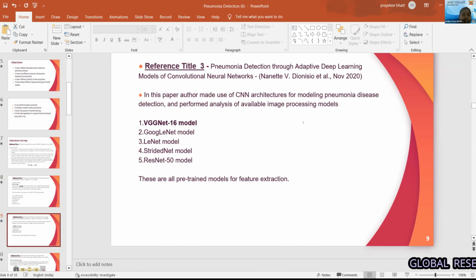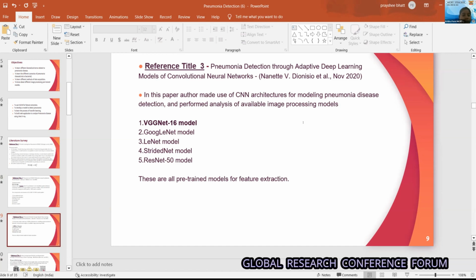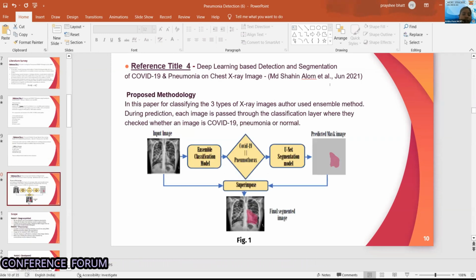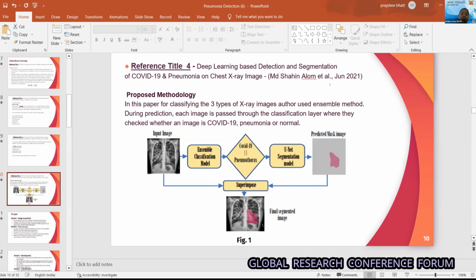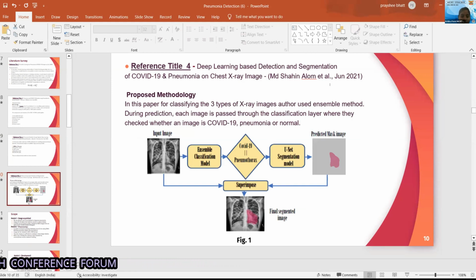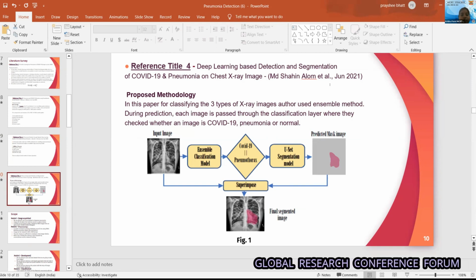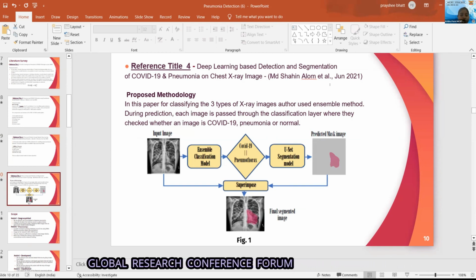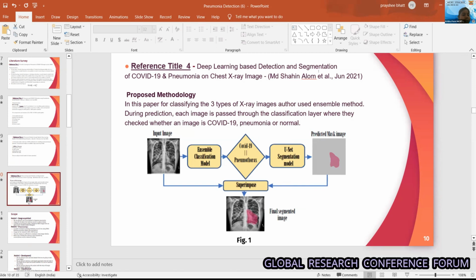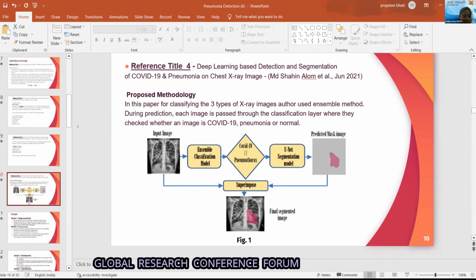In this, processing models are there. We used deep learning based detection and segmentation of COVID-19 and pneumonia on chest X-ray images. In this paper, three types of X-ray images are classified. During prediction, each image is passed through the classification layer, and then it is classified as COVID-19 or pneumonia, and then we can get the proper disease. This is the methodology. Now I go to the scope.